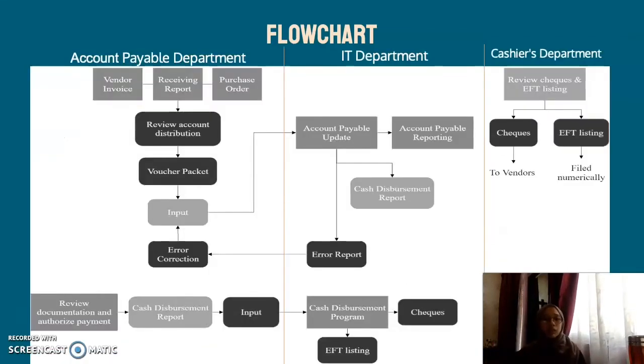So the fourth department is the account payable department, where from the receiving report, they will review the account distribution. Next, the IT department will do account payable reporting and also the cash disbursement report. If they find any error in the report, they will send the account payable update to the account payable department so that they can make any error correction.